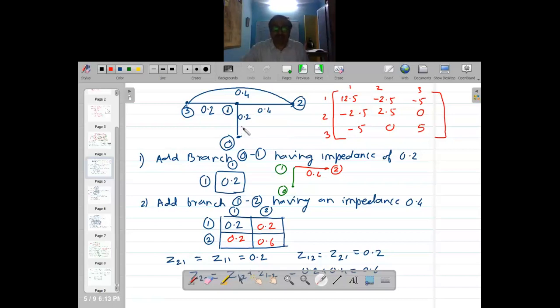So it is very simple. That is the hint I am dropping. I will give you one small problem to solve so that you go through that process and you know how to form the Z bus.